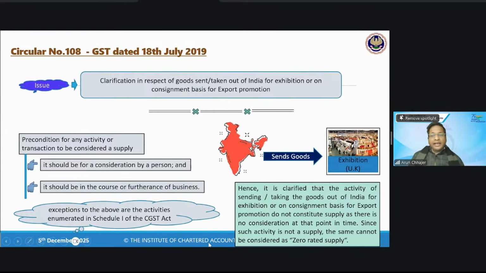Okay. Hence, it is clarified that activity of sending or taking the goods out of India for exhibition purpose or on consignment for export promotion does not constitute the supply as there is no consideration. Since such activity is not a supply, therefore it cannot be zero rated supply, because zero rated supply के लिए भी पहले तो supply तो होना पड़ेगा. First, it has to be the supply, then only it can be zero rated, right?